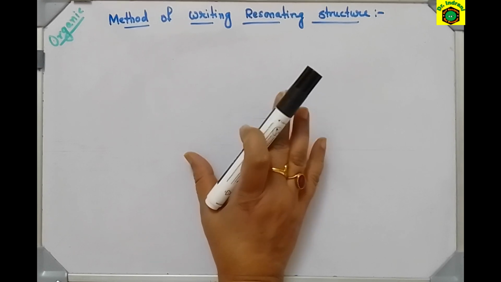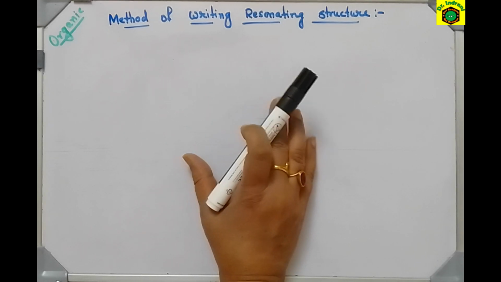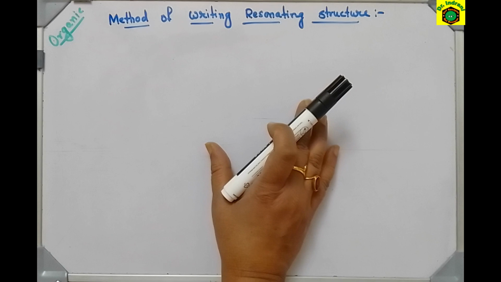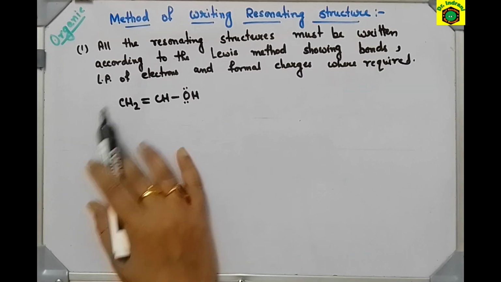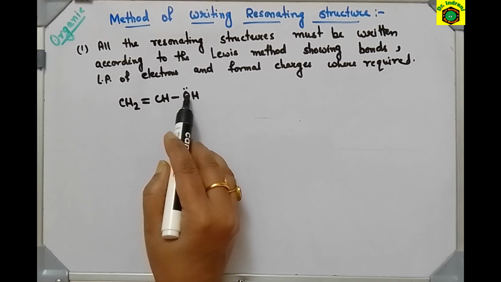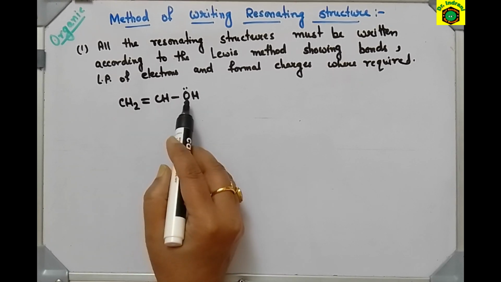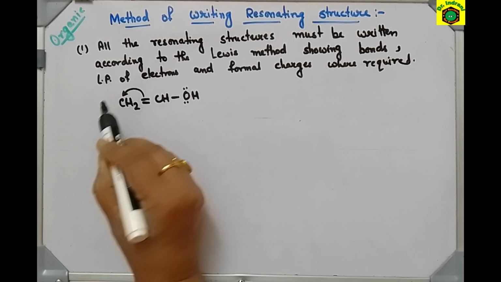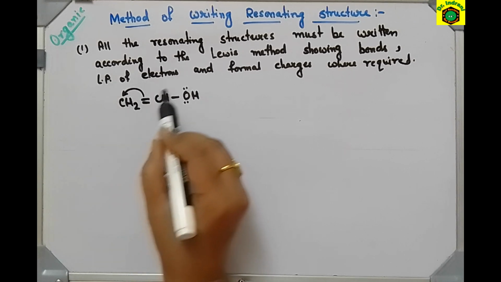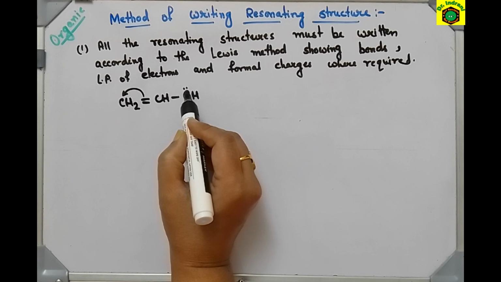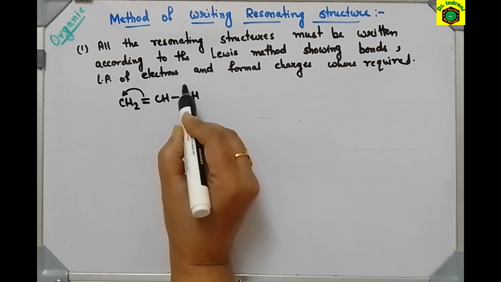In this video, first I am going to explain the method of writing resonating structures, or you can say the characteristics of resonance. For this molecule, you see double bond, single bond, lone pair, all those are in conjugation. So what will happen? This will transfer electron density in this direction, and here the lone pair of electrons is transferred towards the pi bond.